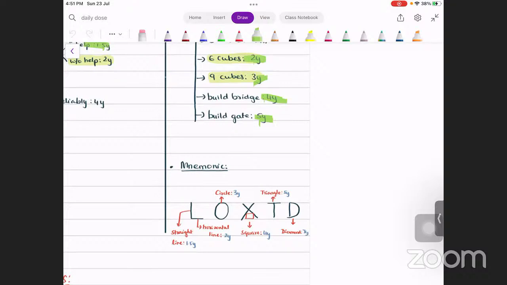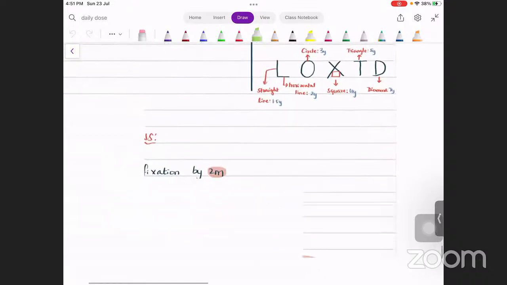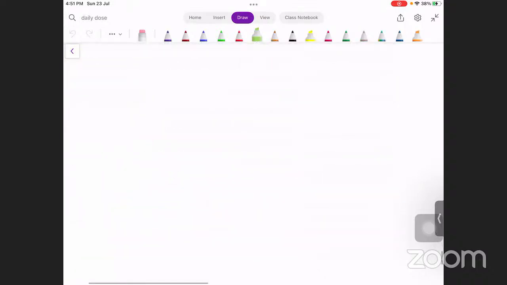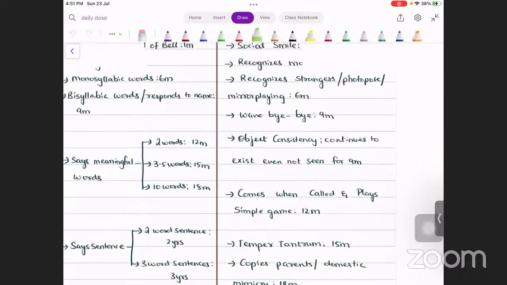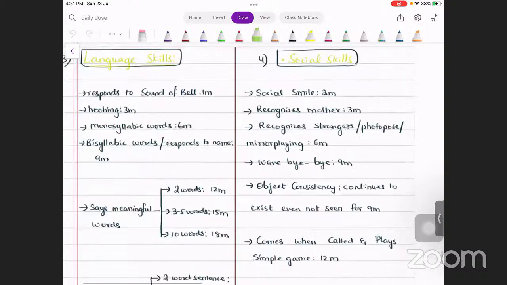So straight line 1.5 year, horizontal line 2 years, circle 3 years, X and a square 4 years, triangle 5 years, diamond 7 years. Diamond by 7 years, he will draw the diamond. Then, so we have talked about the motor skill and the fine motor skill.